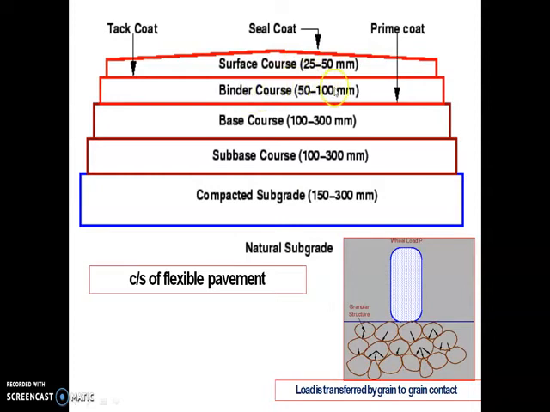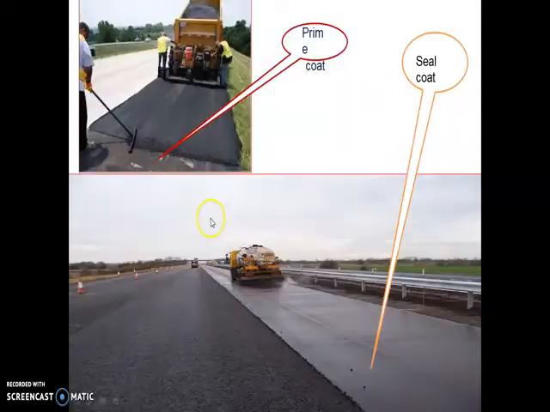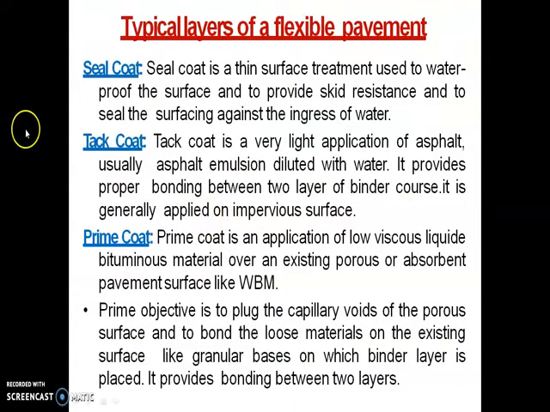Next one, typical layers of flexible pavement: seal coat, one is tack coat, another is prime coat. We can classify it into three coats: seal coat, tack coat, prime coat. First, you have to see seal coat. Thin surface treatment used to waterproof the structure and improve skid resistance and to seal surfacing against the ingress of water. Tack coat is a very light application of asphalt, usually asphalt emulsion diluted with water. It provides a proper bonding between two layers of binding course. It is generally applied on impervious surface. Prime coat.